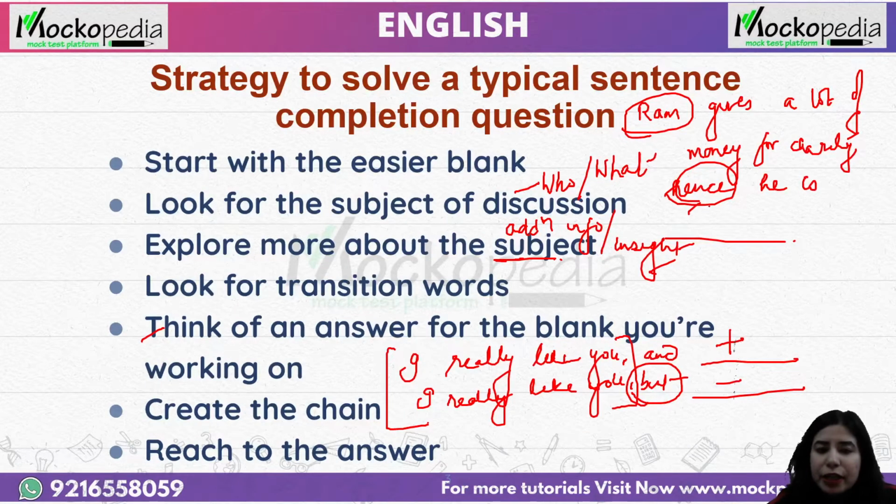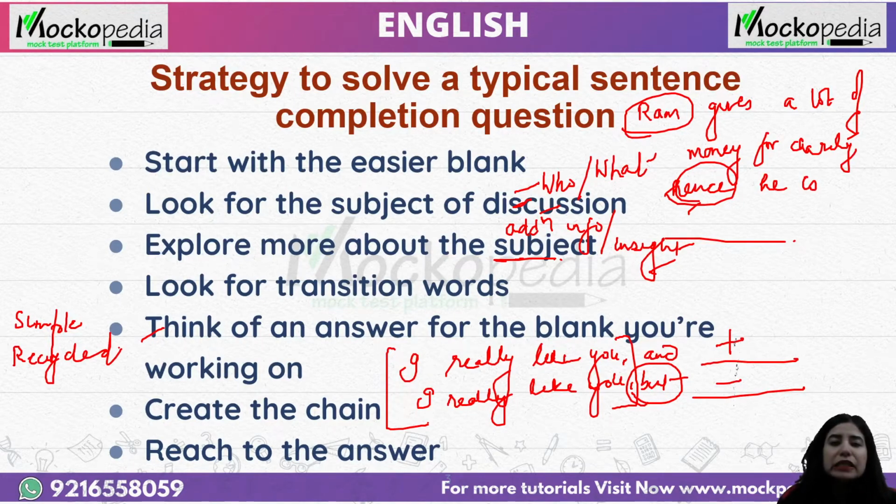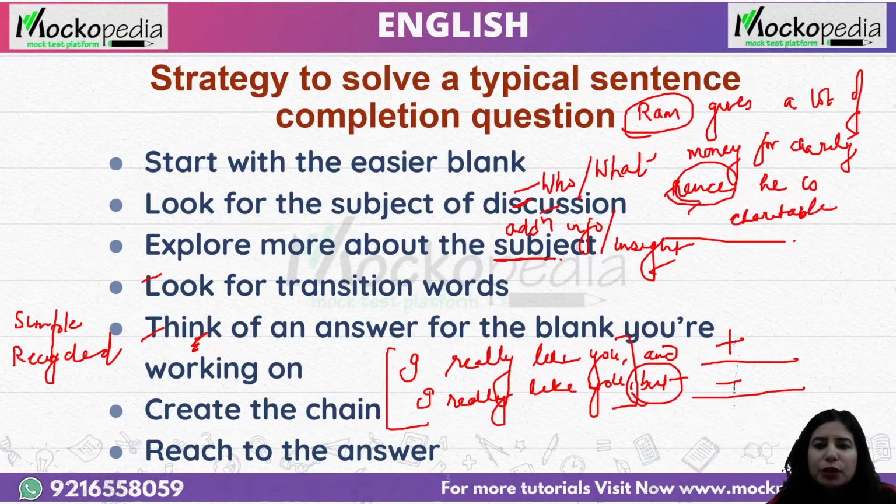Right? So while we are thinking of answers, there are two important suggestions that I would like to give to you. One would be keep the word choice simple, and if possible keep the word choice recycled. Right, so what do we mean by recycled? So Ram gives a lot of money for charity, hence he is charitable. So that's what we mean by the recycled word. So what can be my predicted word in this case? That he is charitable, right? Or if you want to keep it simple, you can say kind. And then take a look at the answer choices. And if the sentence has got a later part to it, now you have one portion that is complete, that is giving you a cohesive sense.